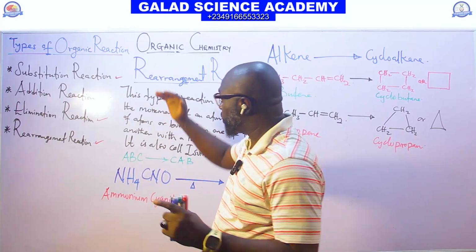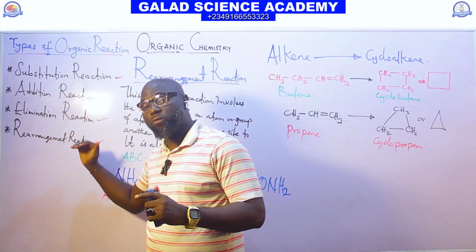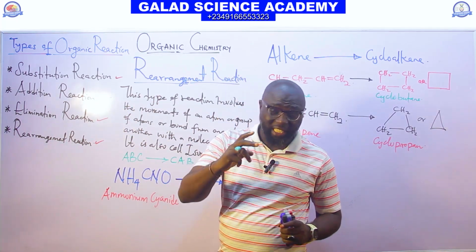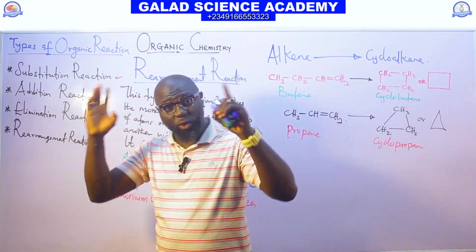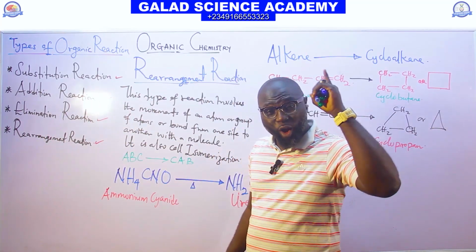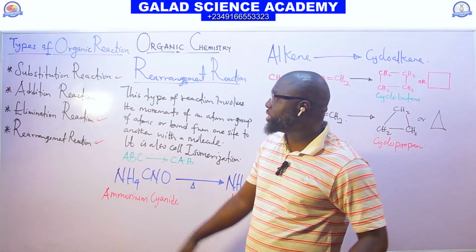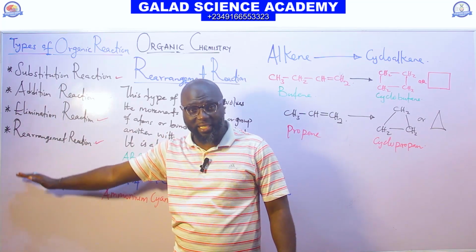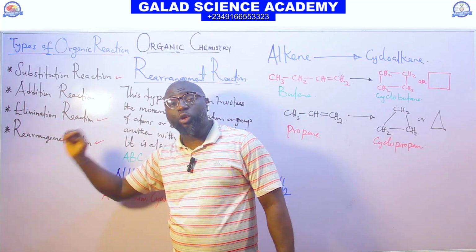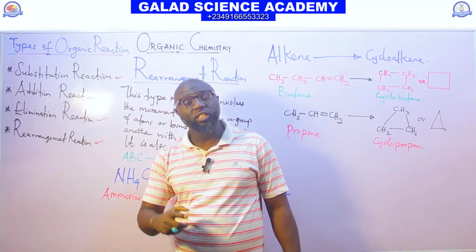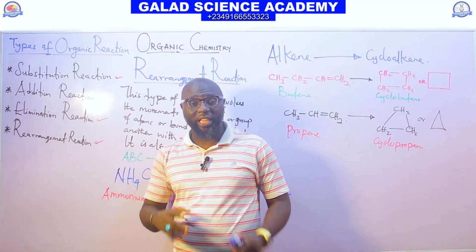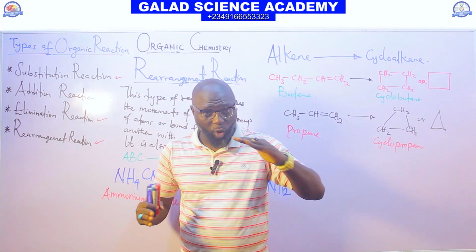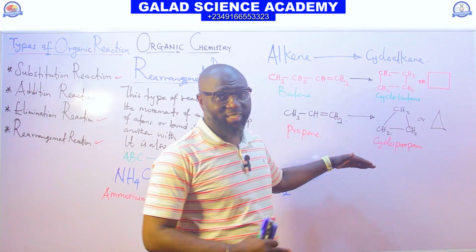So thank God we are done with the basic types of organic reaction. There are many organic reactions, but any reaction we have in organic chemistry is grouped under these four basic types. So let us now move to the reaction mechanism, which tells us the actual pathway or the actual scenario that occurs in all these reactions.